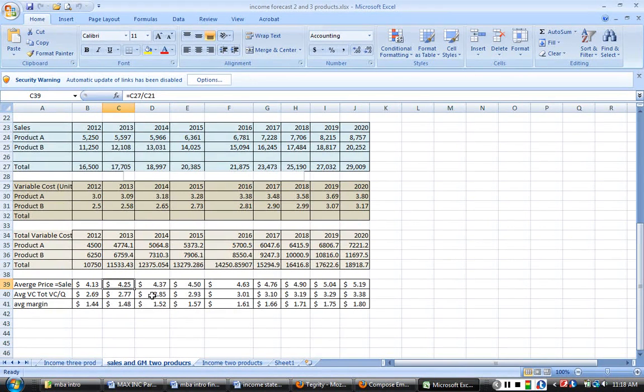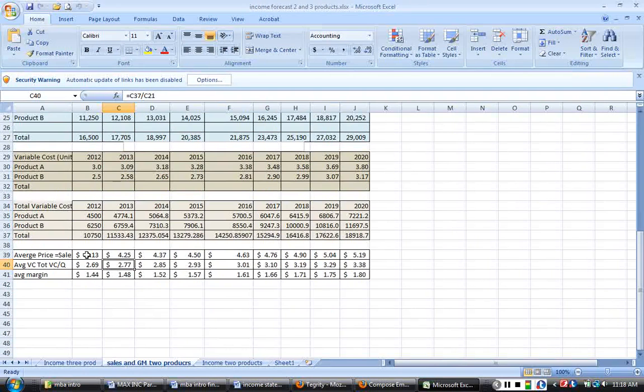Same thing with the average total cost. We do the same thing. We look at the total variable cost, which is C37, dividing it by the total quantity, C21. So here is C37, and then dividing it by C21, which is the total quantity. So what it does is basically provide you with an average price and average variable cost.